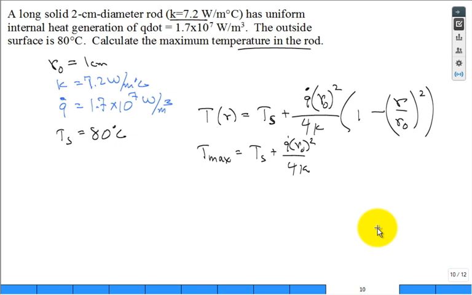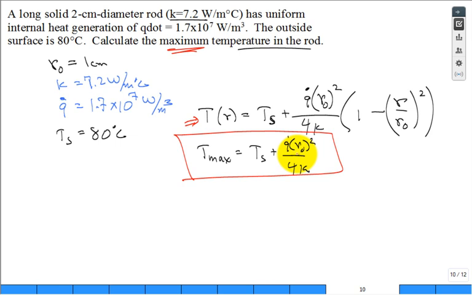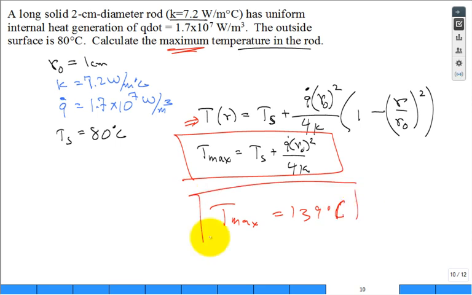So I'll just pick it up here. What we have is the solution of the temperature profile, and if you're interested in the maximum, you just have to put in the Q dot, put in the R naught, square it, divide by 4K, add to it the surface temperature, and you'll come up with T max is about 139 degrees C. That's all it was, plug and chug.